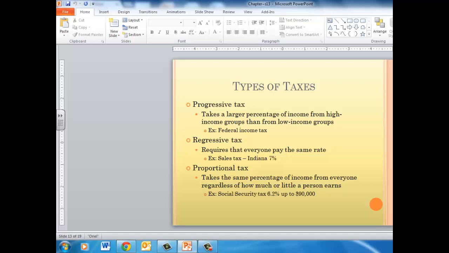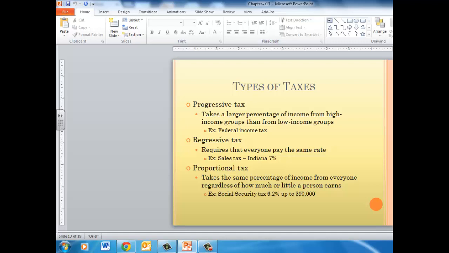So let's say someone that made $30,000 compared to someone that makes $100,000. The person that makes $30,000 is still paying 7% sales tax on all their purchases, and that ends up being a greater percentage of their income because they don't make that much money. For someone that makes $100,000 a year, a 7% sales tax is not that big of a deal because it's not that great a percentage of their income compared to someone in poverty. So sales tax is an example of a regressive tax.